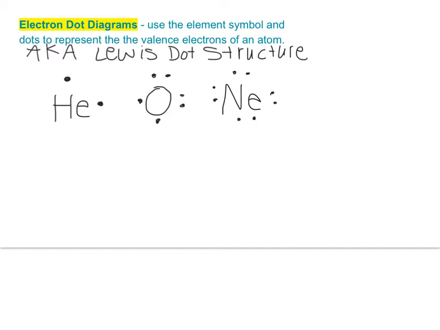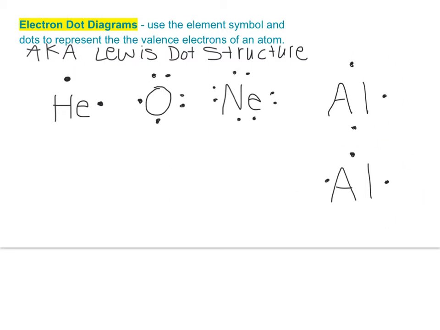Please find aluminum on your periodic table. Aluminum's symbol is Al. And aluminum has 3 valence electrons, just like that. Now sometimes it's actually pretty common to see aluminum written like this instead, without putting the dot on the bottom. There's no real rhyme or reason to which way you should do it, if you should do it this way or this way.